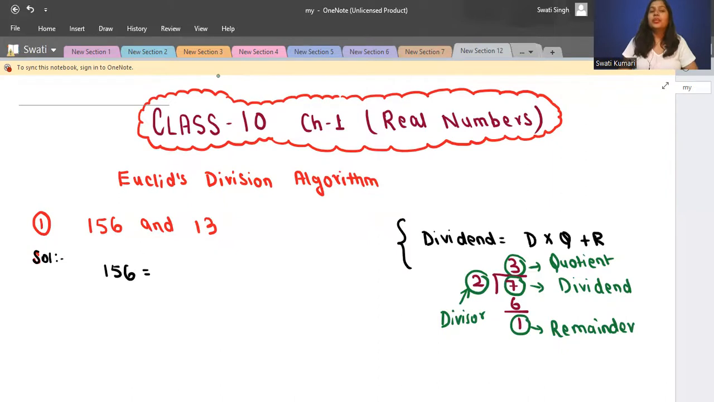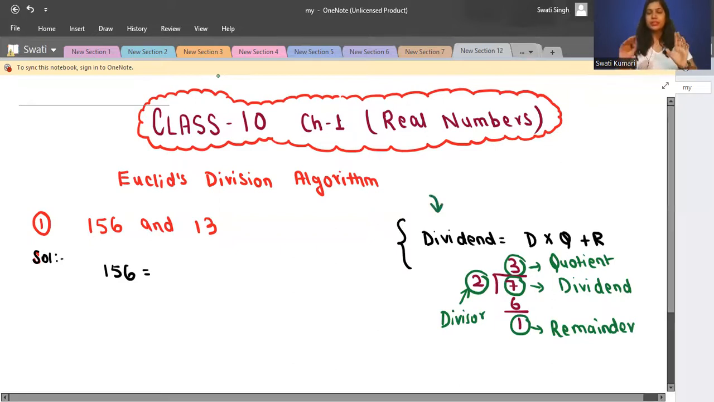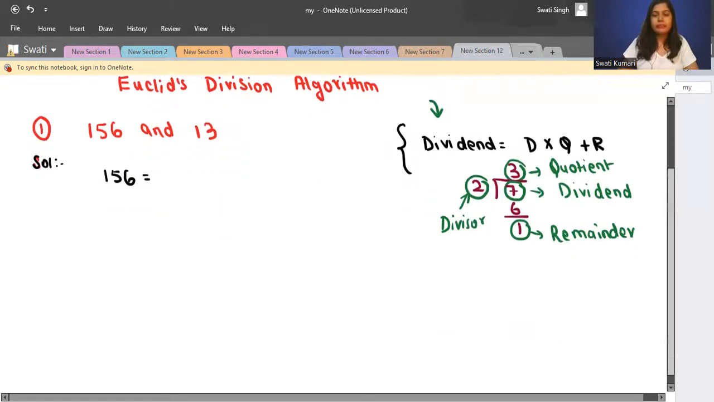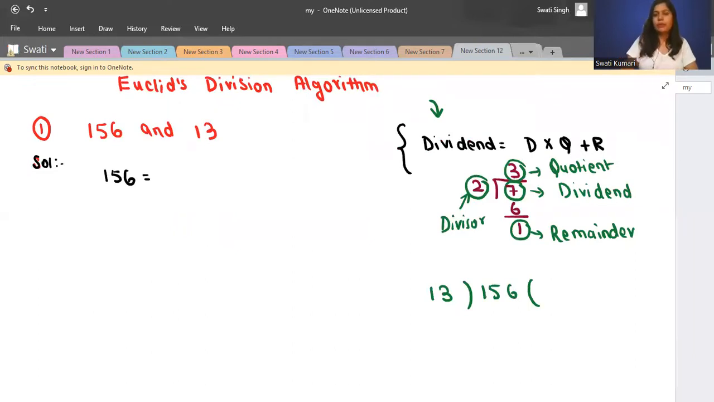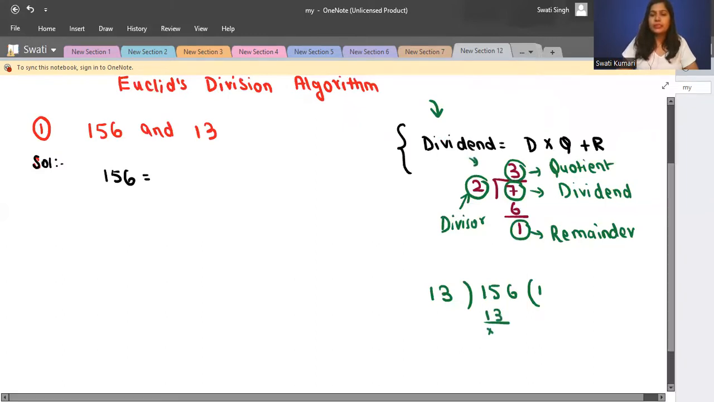Okay. Now, here you can see that we have to divide 156 by 13 first, so that we can write this in the form dividend is equal to divisor into quotient plus remainder. Let us first divide 156 by 13. As you can see, I'm writing 13 here, I'm writing 156 here. You can also write the division like this. This is one way and this is another way. So we can write this as 13 into 1 is 13, 15 minus 13 is 2, and then this is 26, right?